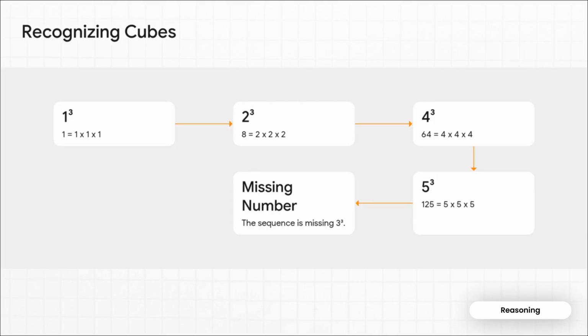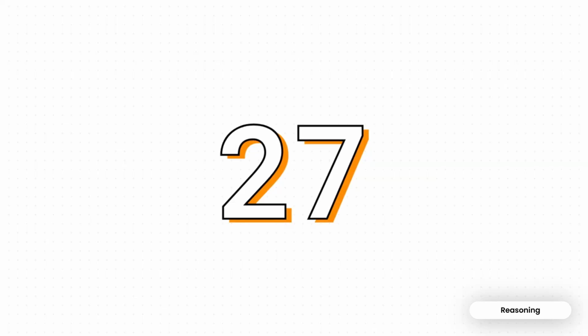You see, 1 is just 1 cubed, 8 is 2 cubed, 64 is 4 cubed, and 125 is 5 cubed. So the pattern is super clear. It's 1 cubed, 2 cubed, then it has to be 3 cubed, followed by 4 cubed and 5 cubed. And that's why our missing number is 3 cubed, which is 27. See, if you have your cubes memorized, a question like this takes less than 5 seconds.